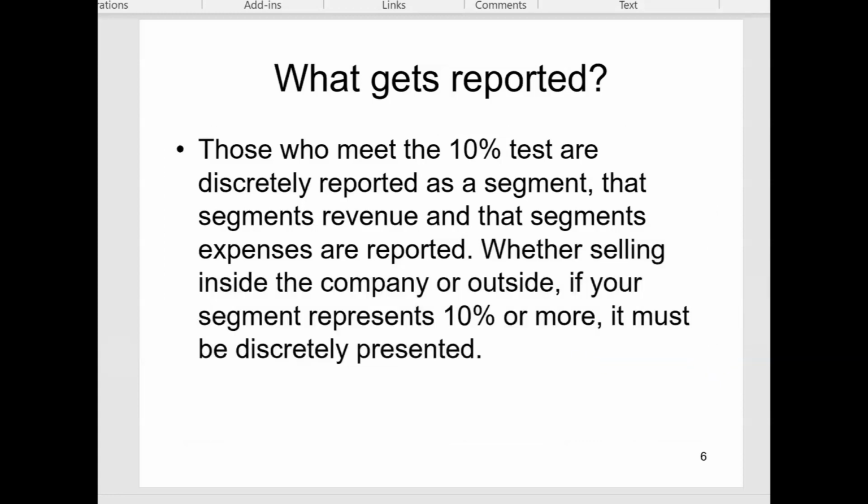So if we had to count the sales that your segment made to another segment of the company, not to outsiders, but to another segment, you got to count those sales also. So count the intercompany sales to see if you meet the 10% test. Obviously, count all sales, not just intercompany. Count the sales to outsiders and inside segments. Count all the sales that your segment had to both outside companies and to other segments within the organization in order to meet the 10% test. And that's usually where they focus on the CPA exam, right there.